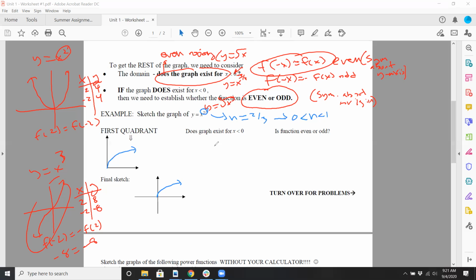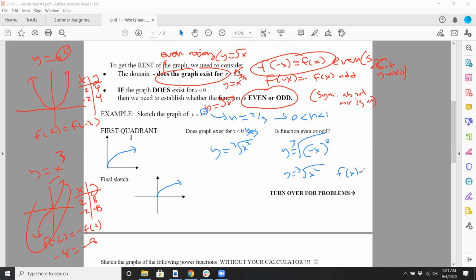Now, does it exist? So remember, that's the cube root of x squared. Well, yeah, of course. You could plug in negative numbers, sure. So we are going to have some stuff to the left. So then, is it an even or odd function? So what you could do is replace x with negative x. Okay. What happens when you square negative x? It becomes positive. Still, yeah, back to x squared. So we're back to what we had before. So when that happens, that's an even function.